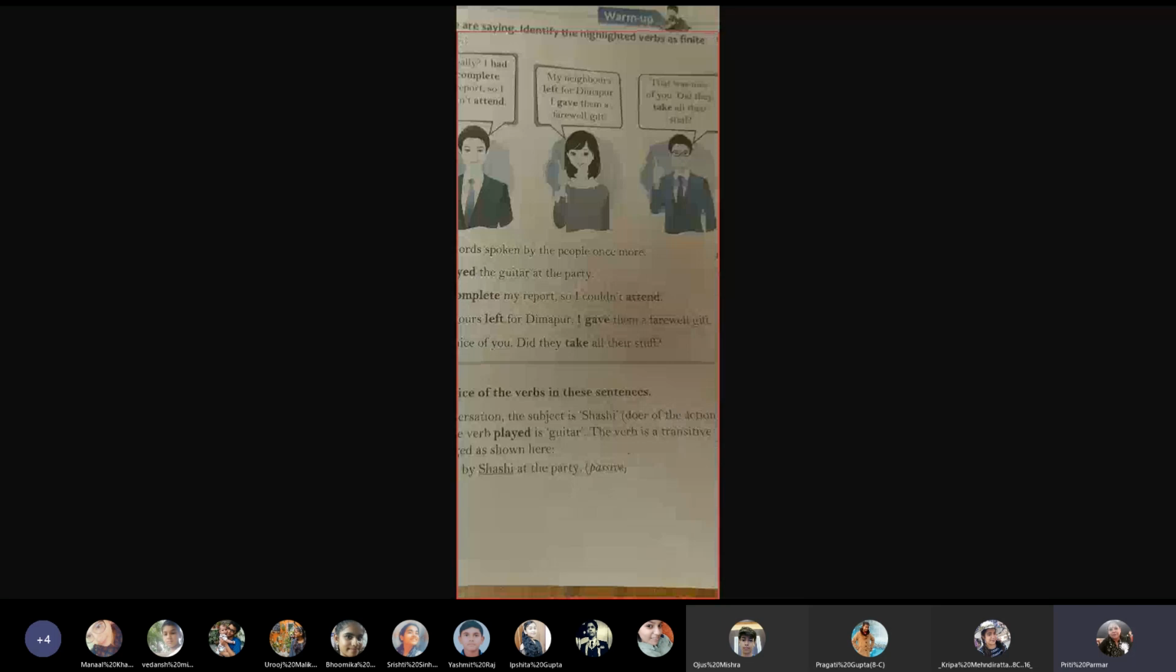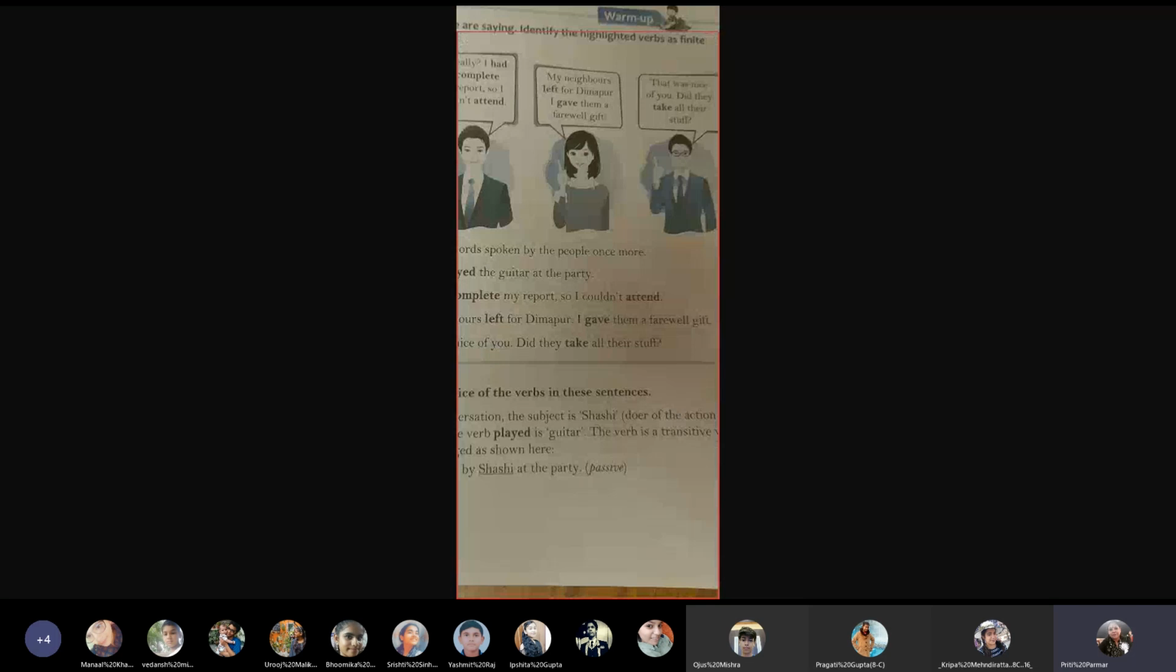Come to the second part. Did they take all their stuff? So, was all their stuff taken by them? Now, here, take is in the present tense. So, when you are changing it into passive, you will make sure that it is in the present tense only.